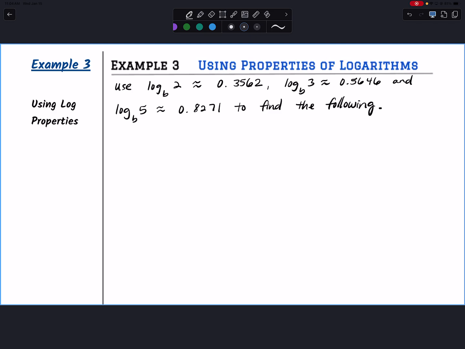Okay, on purpose, I didn't put the base because I don't want you guys just to plug it into your calculator. I want you guys to use the log properties. So this is what I want you guys to do. So for part A, we're gonna find log base B of 15.